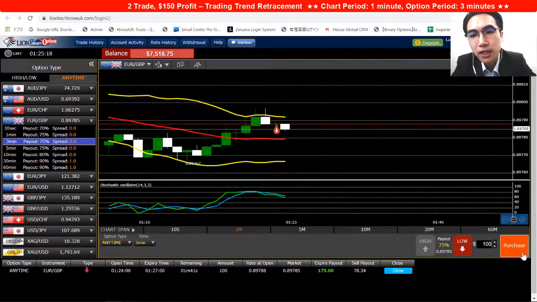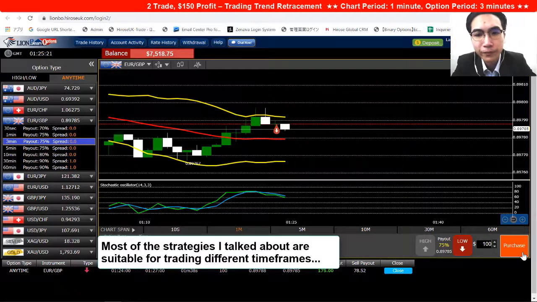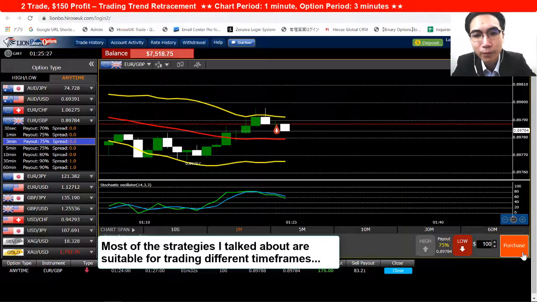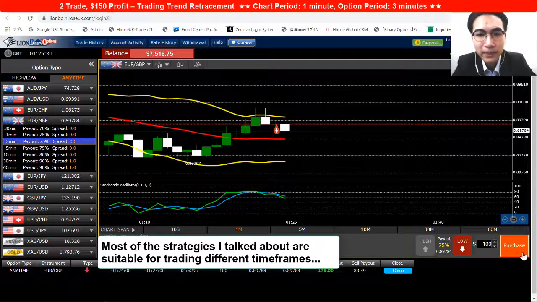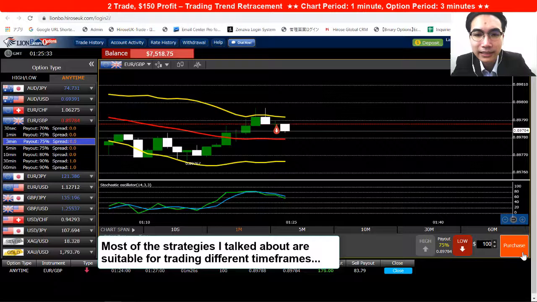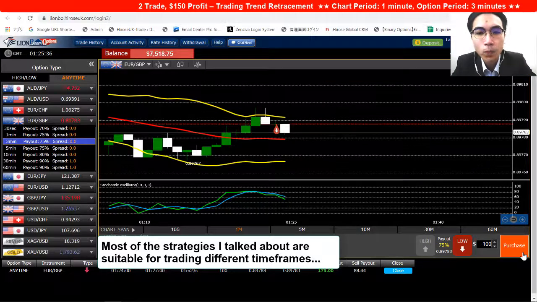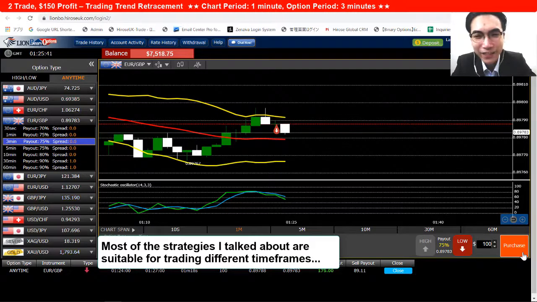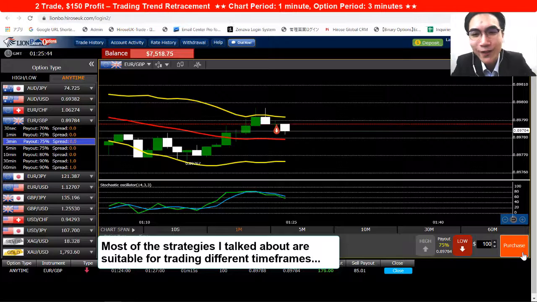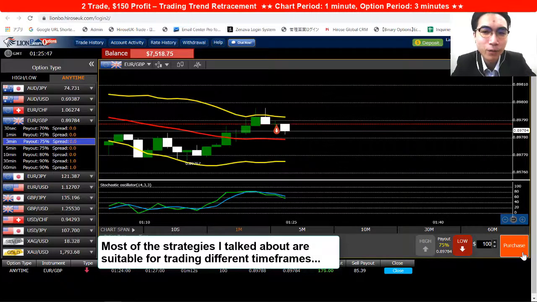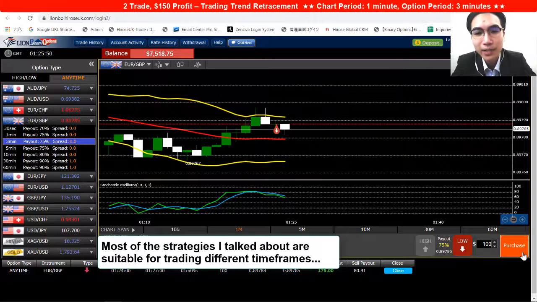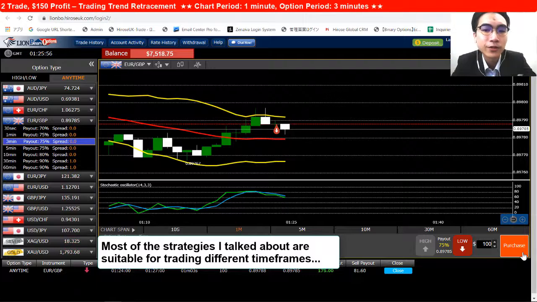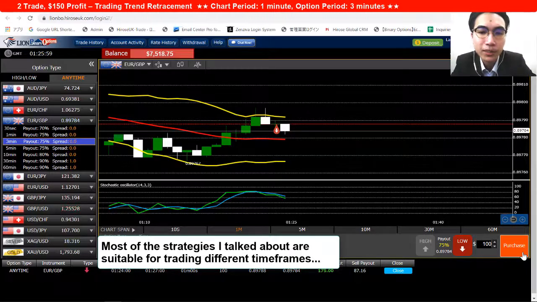Again, most of the strategies I introduced so far are suitable for most of the time frames, most of the chart periods. For example, here I traded with the 1 minute chart period, but the indicator setting is exactly the same as when I was trading with the 10 minutes chart period. So if you think the 30 seconds option period is too short for you, and maybe you don't feel secure with it, you can feel free to trade with a 3 minutes option period, and all you need to do is change the chart period to 1 minute.